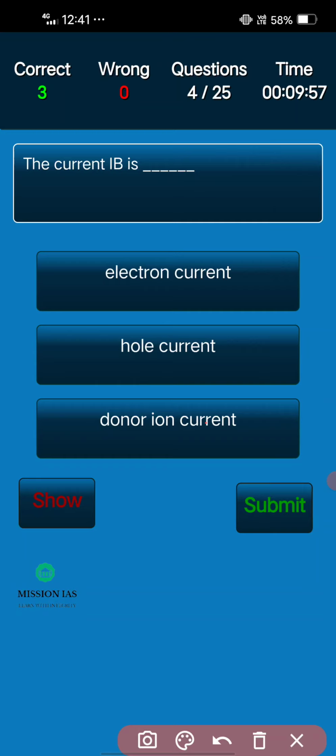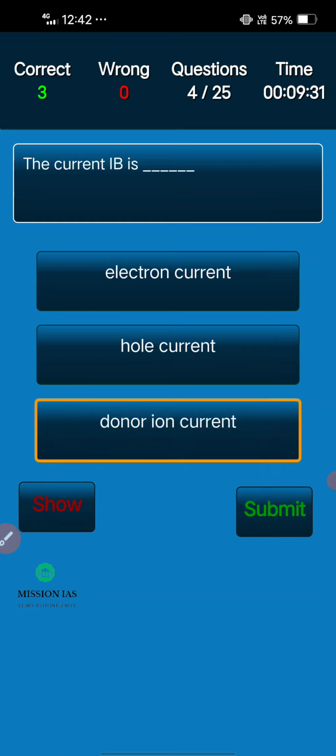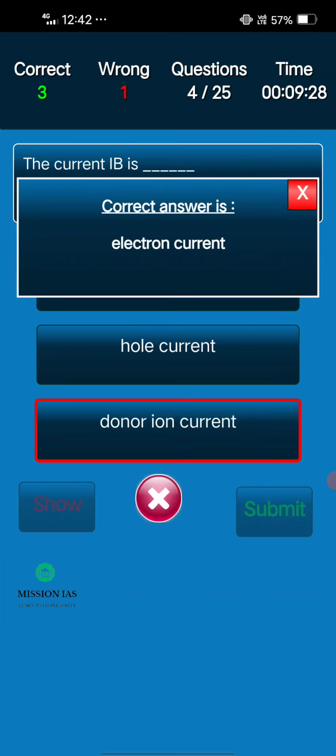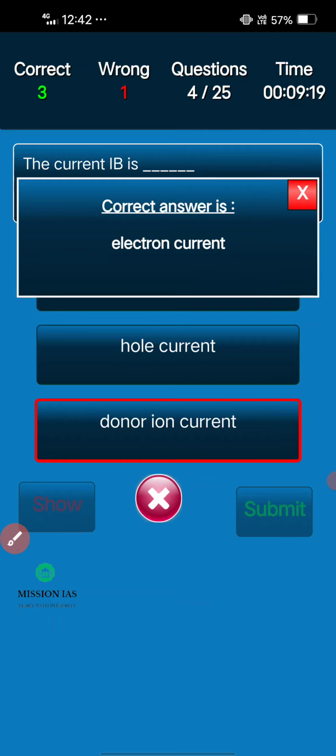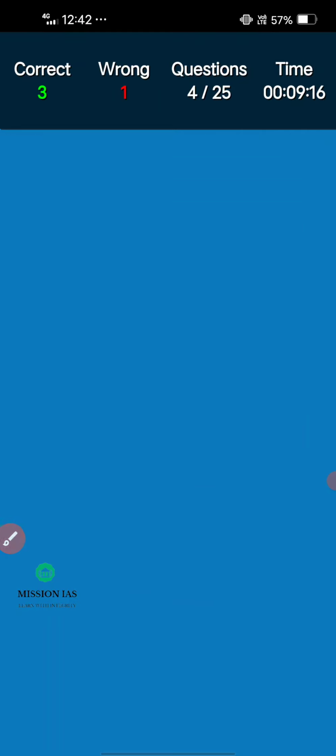Then the fourth question in front of you: the current IB, that is the base current, is dash. Usually current IB is an electron current, a hole current, or a donor ion current. IB is all about the base current, we can say. Whether it is electron current, hole current, or donor ion current, the right answer is electron current. So IB is the electron current, you have to note that, not donor ion current. Then we'll move on to the next question.